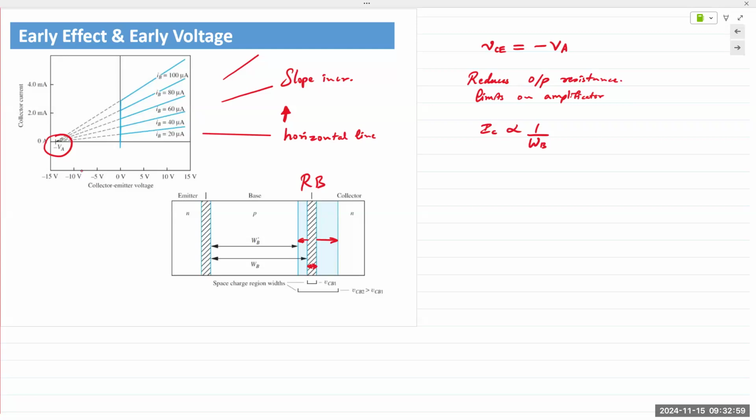All right, so these are some of the important parameters that we have to keep in mind when we are working with BJT circuits.